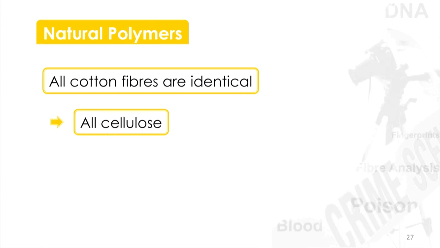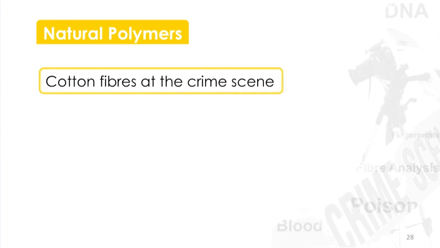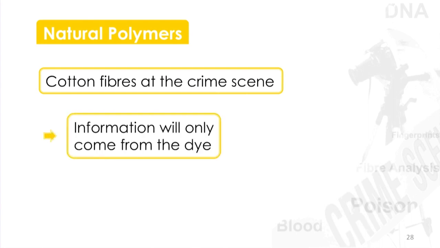In addition, because they are a natural fiber and they're not produced by any chemical means, they pretty much all look the same. All cotton plants give fibers that are very similar. The differences with cotton come in the later processing in terms of when it's dyed. So if you have a cotton fiber from a crime scene, the most information you're going to get is from the dye. That means if you're going to commit a crime, the best clothes to wear are those made of white cotton.